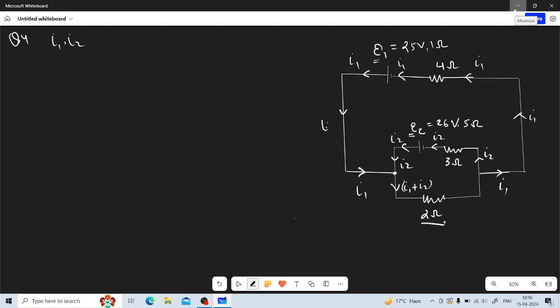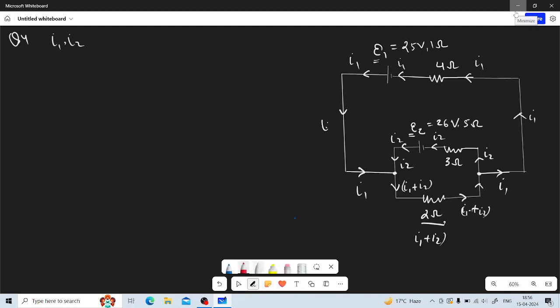Through the 2 ohm resistor, I1 plus I2 current flows. Then here I1 plus I2 current flows, towards this junction. Now at this junction we need to apply Kirchhoff's current law. Incoming current is I1 plus I2, outgoing current should also be I1 plus I2. Here we have I1 and here we have I2. So the current path is determined. Now we have to choose the loop.